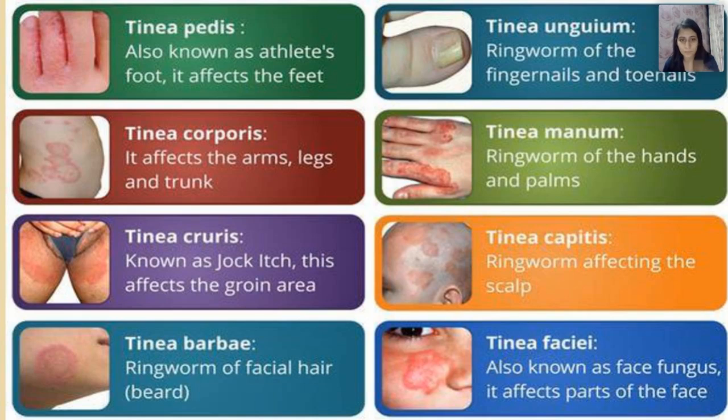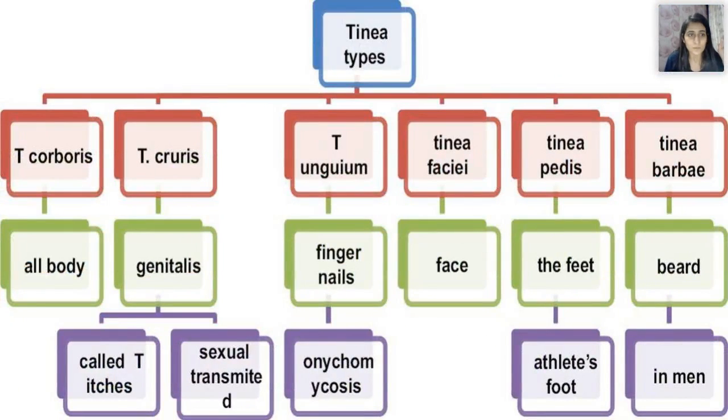See in the picture, it is near the nose. This is the face fungus, and it can affect any part of the face. So these are different types of tinea. In summary, if you want to remember it in short, you can remember it with this picture: tinea corporis when the whole body is affected, tinea cruris when the genital area is affected. Unguium means under the nails, faciei means face, pedis means foot. Barbae means the beard region, like a barber. It can be remembered very easily.